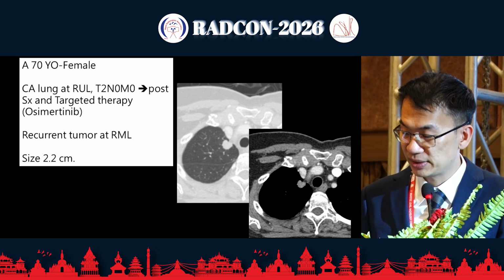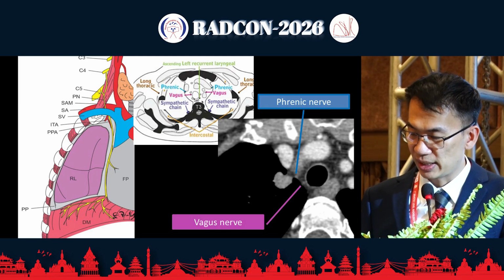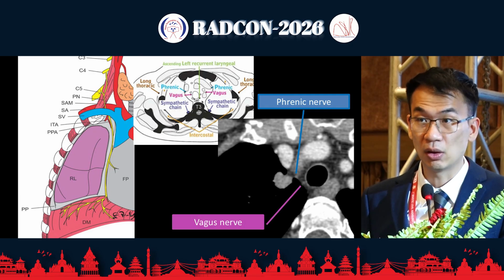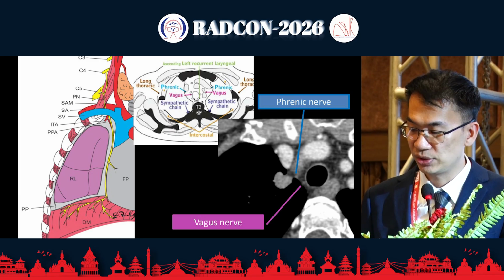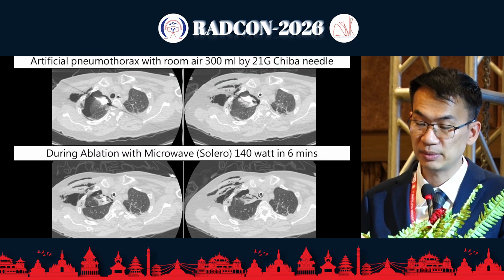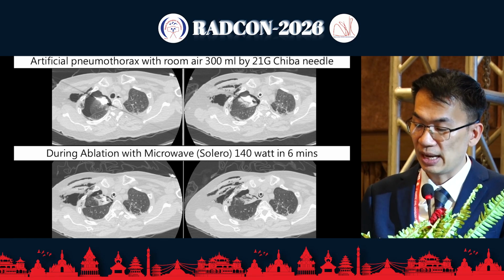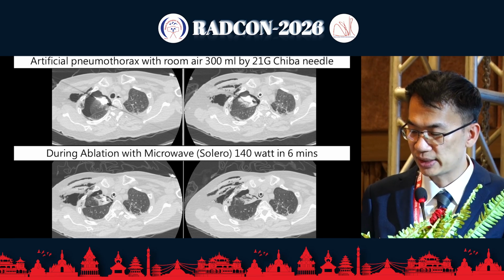But in this case, I choose the microwave ablation, and I have to be very careful because of this structure area; the vagus nerve runs along this part. So during the procedure, we need to create an artificial pneumothorax to have space between the ablation zone and the vagus nerve. And this is during the ablation.